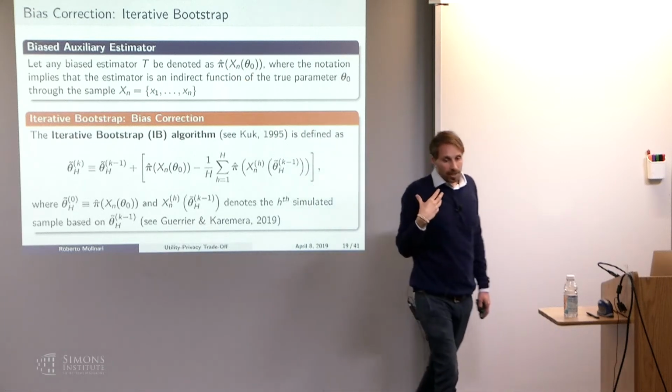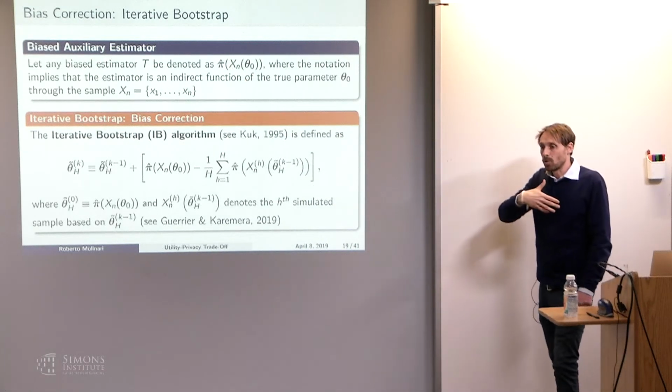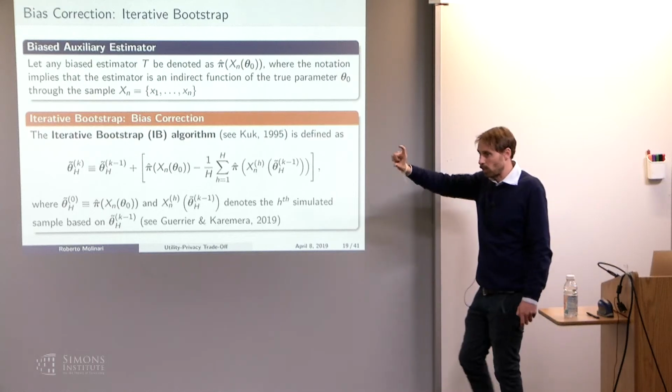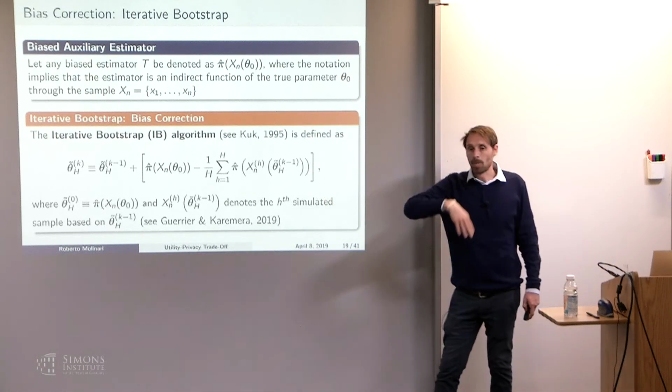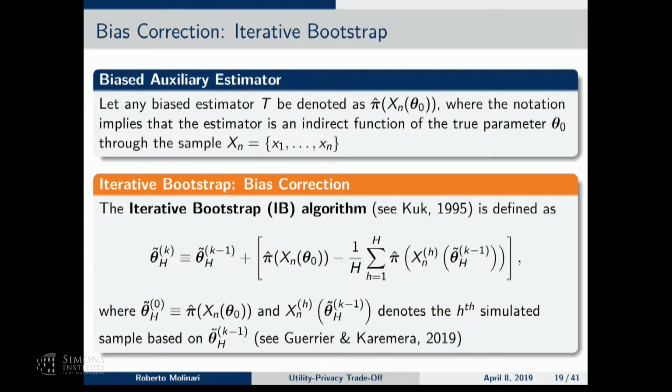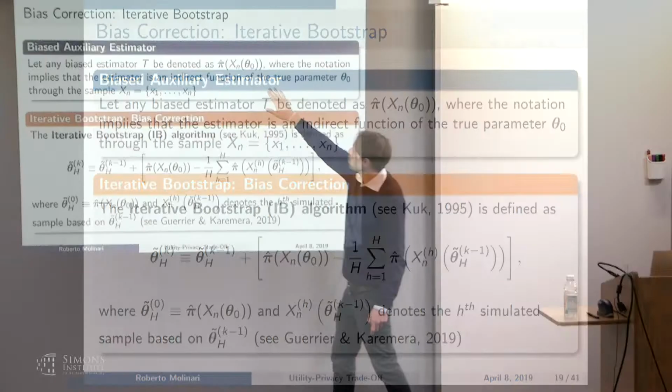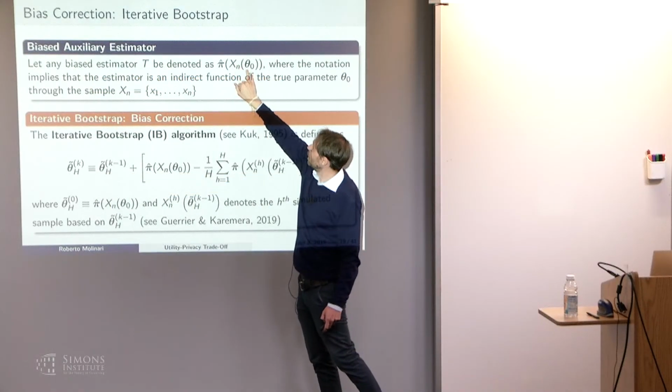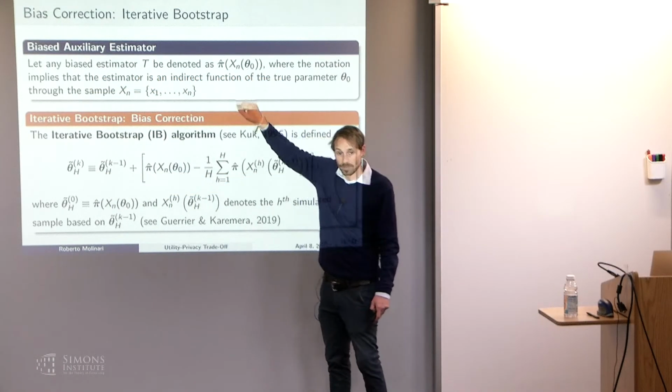So basically, pi hat can be my robust, bounded score function applied to an exponential distribution, which will therefore give a biased estimator of the mean. So, okay, this is a biased estimator. I'd like to correct it, i.e. I'd like to find an unbiased solution to theta 0.